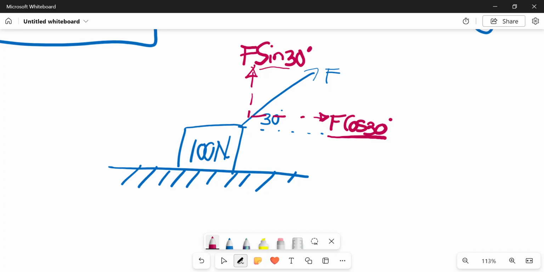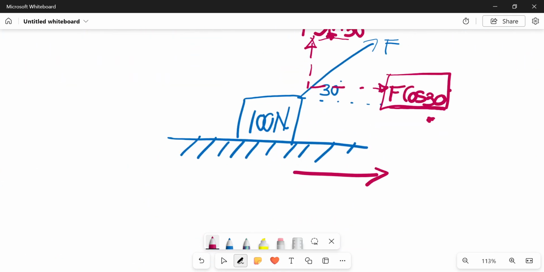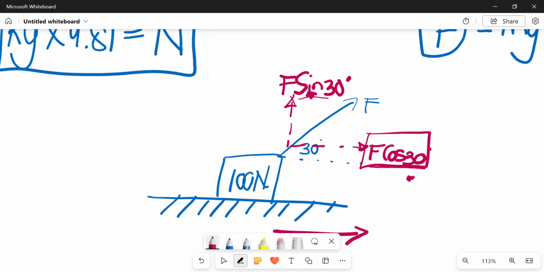So now that we're trying to pull our body to the right, which of these two forces do you think is assisting us to pull it to the right? If you said the F cos of 30, you would have guessed right. That is the force that is helping us. So if you look at this scenario, in this instance, this would have been our F cos of 30, okay? It's helping us pull it, right?